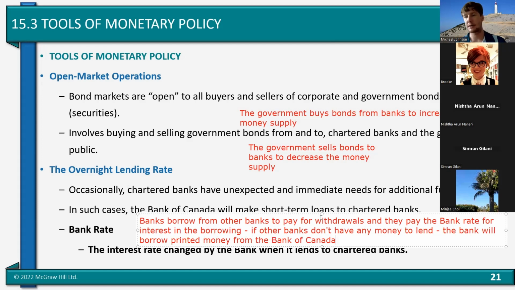So that's how the banking system works, and it's a very effective system. It's really based on borrowing and lending. So the banking system is run on borrowing and lending completely.